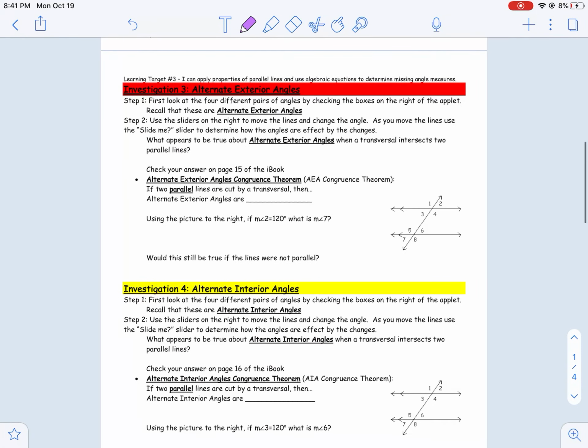Okay, next up, investigation 3, alternate exterior angles. This is where I'm going to cut out the video and you will then jump to video 2. Okay, so do that investigation.